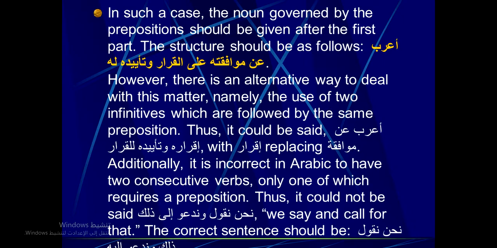Now the two consecutive verbs نقول وندعو, but not the two verbs need a preposition, just one verb. So we cannot say again نحن نقول وندعو إلى ذلك, because نقول does not need the preposition إلى, just ندعو which needs the preposition إلى. So again we say or translate it as نحن نقول ذلك وندعو إليه.